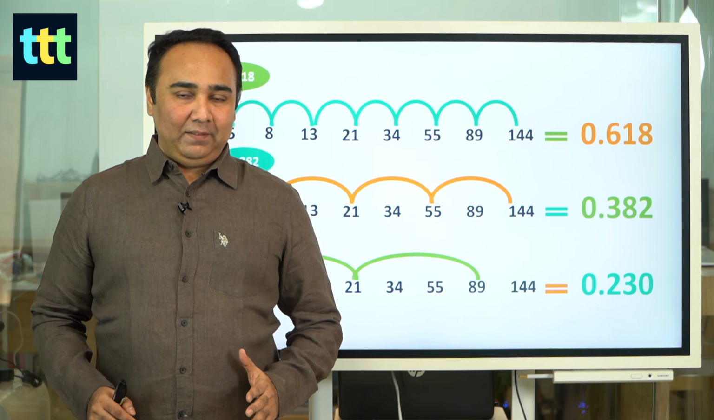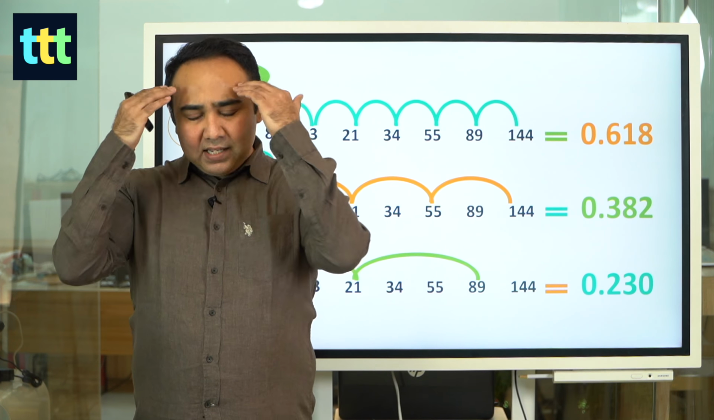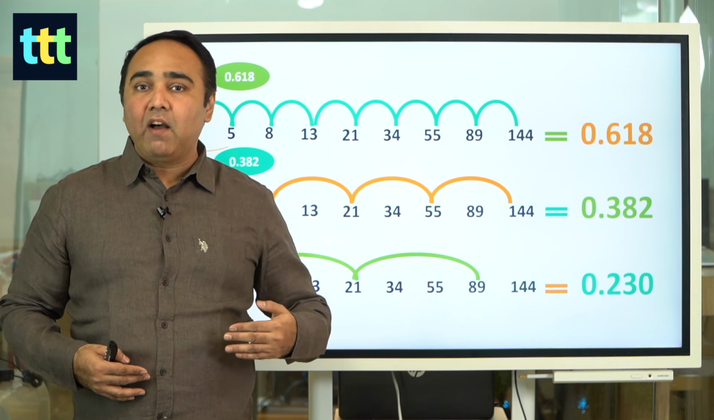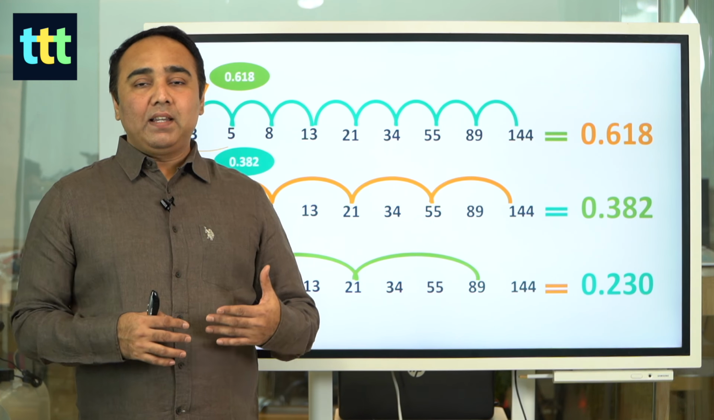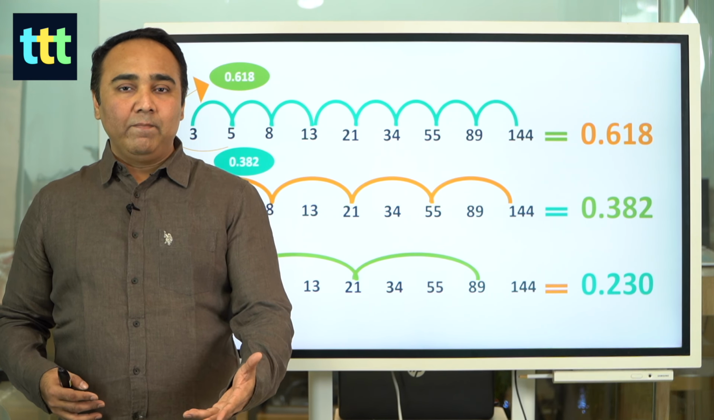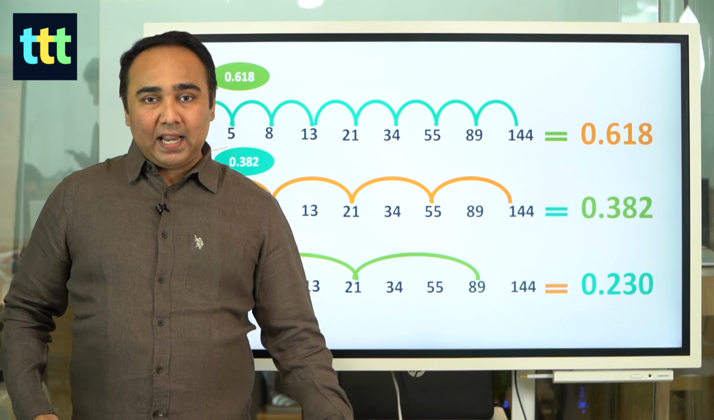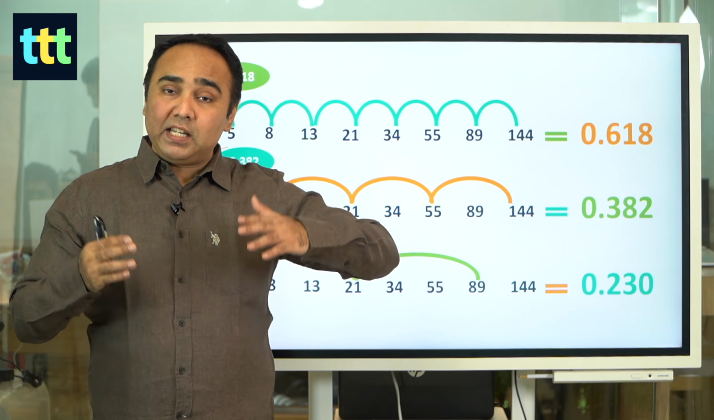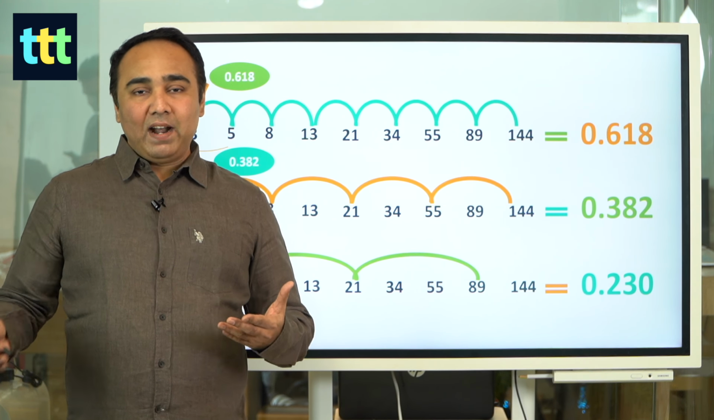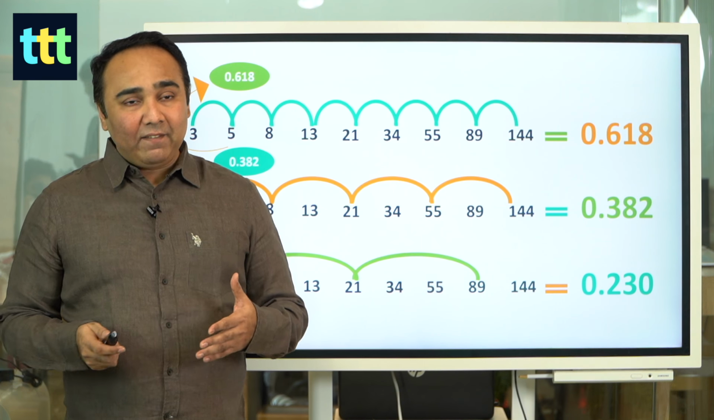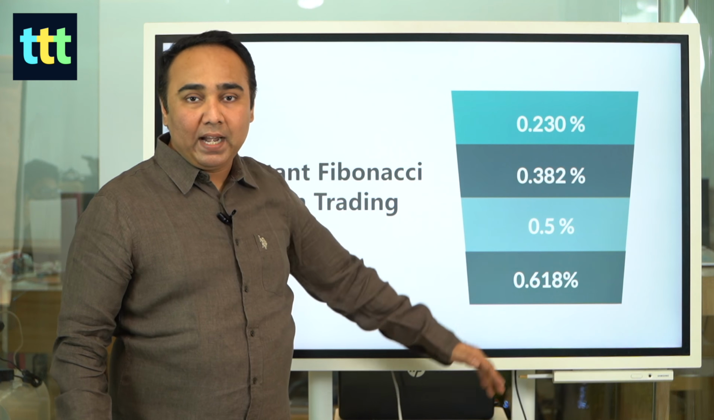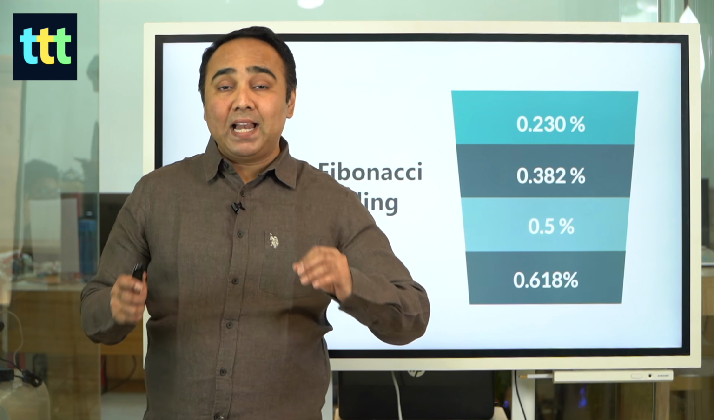apart from one more, which is 50%. Why 50%? Because as human beings, we use this 50%, and double and half, as our standard calculation. So if I ask you, you bought a stock at 100 rupees, where will you sell? Say 200. You will not say 168 or something like that. So it's thinking in those terms. And also it is a part of Fibonacci, because what are the first two numbers? 1 and 2. 1 divided by 2 or 2 divided by 1. So you get 0.5 as the fourth number. So these are the four important ratios of Fibonacci retracement: 0.23, 0.38, 0.5, 0.618.